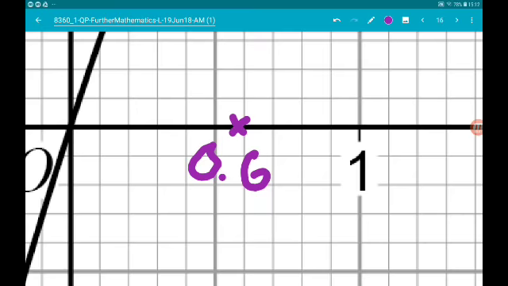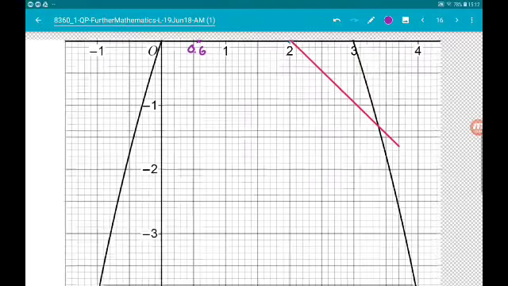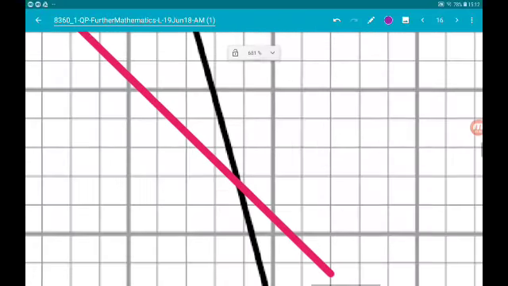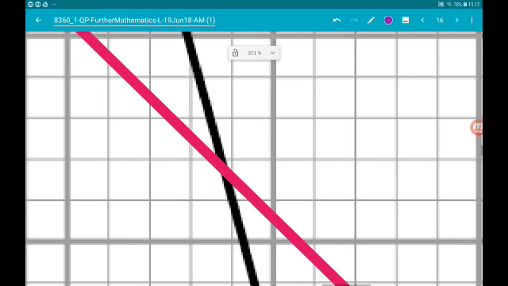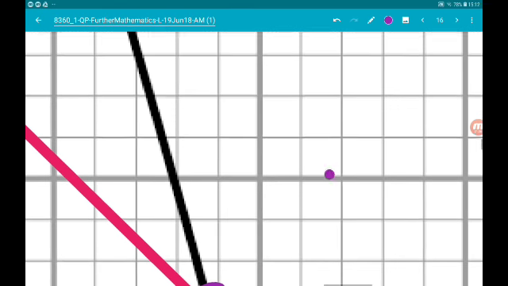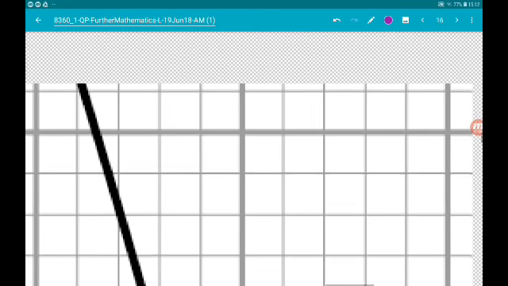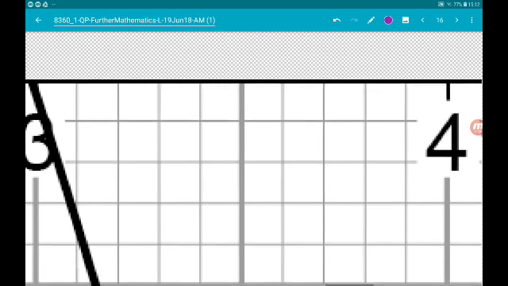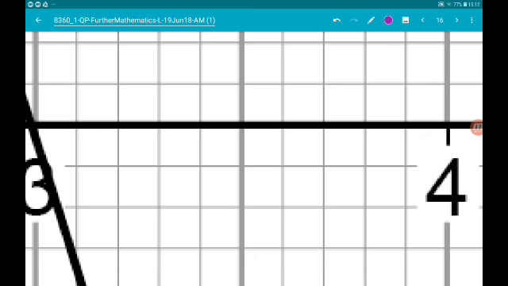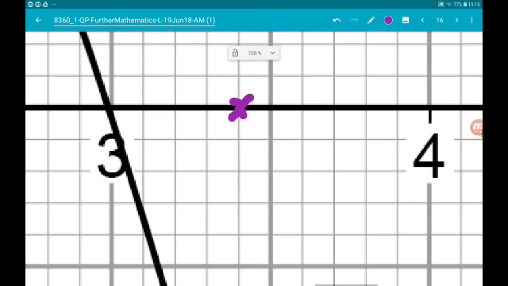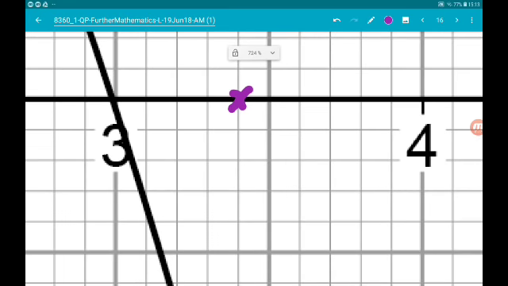And the other is over here. So I guess we would say it's gonna be that. So I would say it's gonna be there. So that is 3.4.